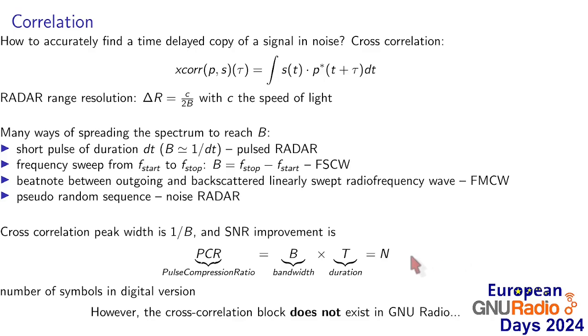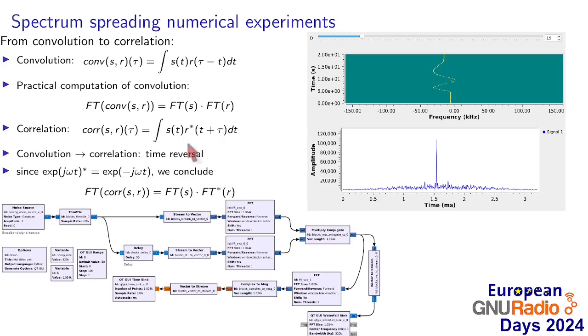In order to implement the correlation in GNU Radio, we need to remember that there is a close relationship between convolution and correlation. Convolution is the integral of a signal times the received pattern tau minus t, and we've seen just earlier that the correlation is the same quantity but with tau plus t. So the only difference between the two is that in this case the time is running negatively in the argument of the integral, and here it's running positively. So we need to flip the time, and in order to flip the time, we take the complex conjugate of the argument, because the complex conjugate of exponential of j omega t is exponential of minus j omega t.